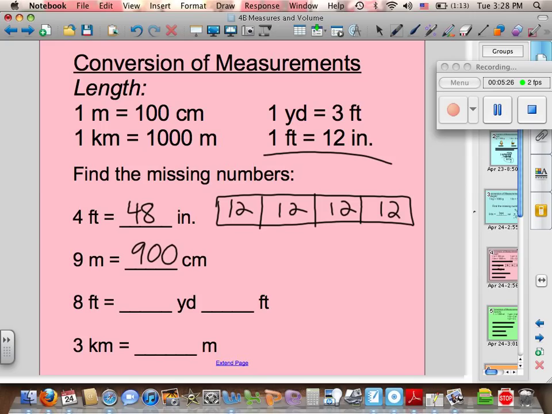Now we're going to be taking 8 feet and putting it into yards and feet. So if we have 8 feet and we have to figure out how many yards that is, we can do 8 divided by 3. And 8 divided by 3 gives us 2 yards, okay? And that would leave us with 2 feet left over. And then 3 kilometers equals how many meters? Well, if there's 1,000 meters in 1 kilometer, that equals 3,000.